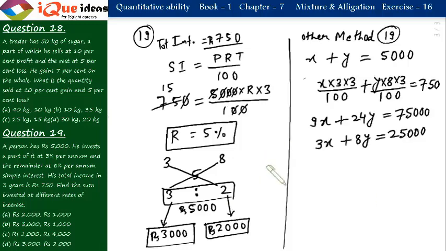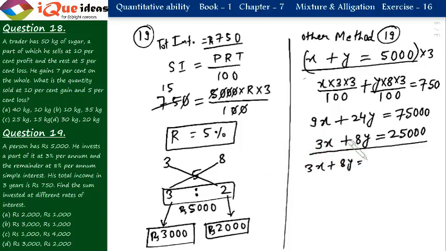Okay, so now we have two equations, x plus y equal to 5,000 and 3x plus 8y is 25,000. So multiply the first equation by 3 and subtract from the second equation. The second equation is 3x plus 8y equal to 25,000. The first multiplied by 3 will give us 3x plus 3y equal to 15,000, and then subtract. So we have minus, minus, minus.